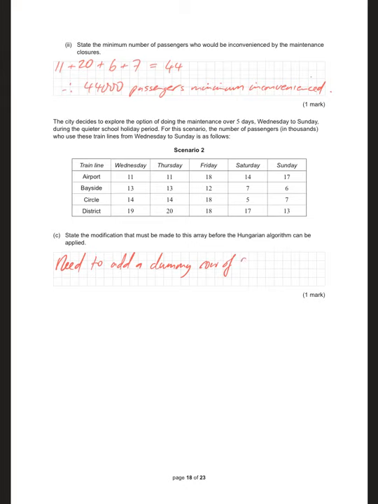Row of zeros below district. So like this, 2, 3, 4, 5. That's going to be your starting matrix there. Next page.